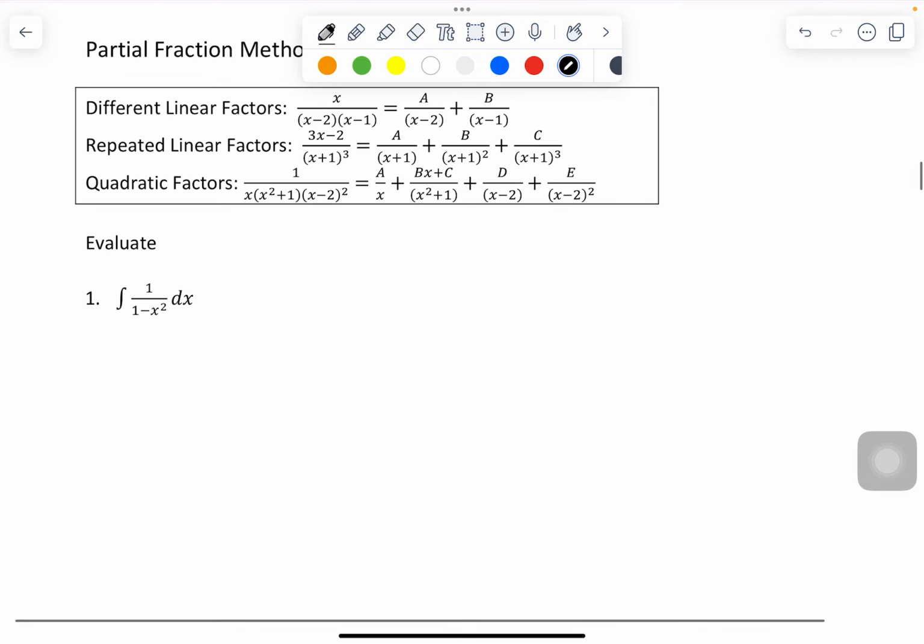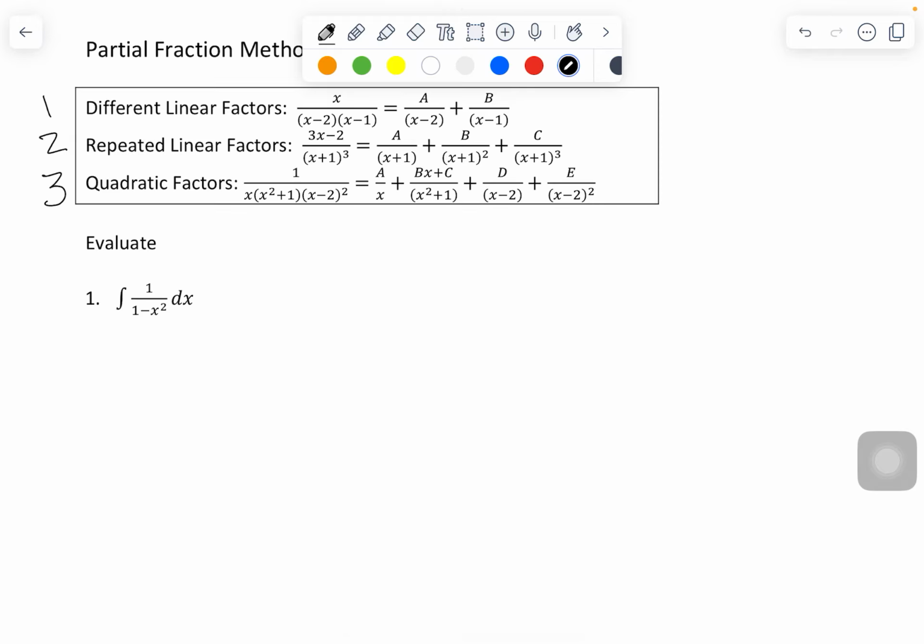And then we have three types of factors. Different linear factors, so just x minus 2 times x minus 1, which are linear factors, so we just have a over x minus 2 plus b over x minus 1, or those factors.